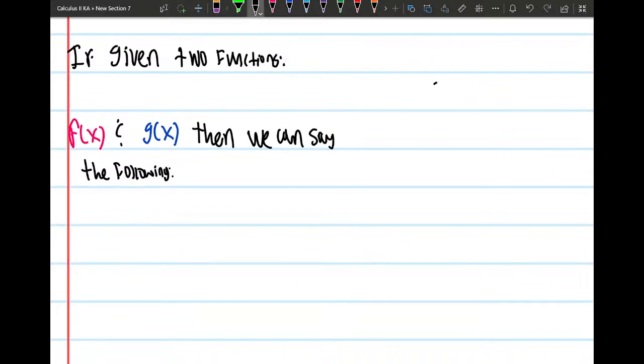So f minus g of x is equal to f of x minus g of x. So we would go ahead and put that in there.